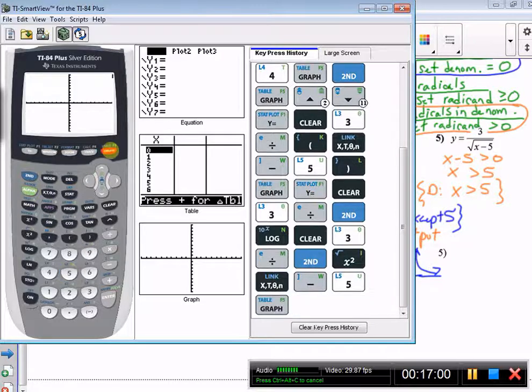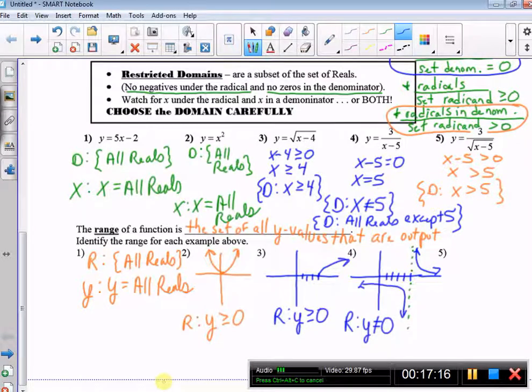And when I graph that, now it doesn't show me the other piece because our x coordinates have to be greater than 5. Okay? So for this graph, I'm going to draw 1, 2, 3, 4, 5. It's not going over 5, and it's really not seeming to touch that x-axis either.